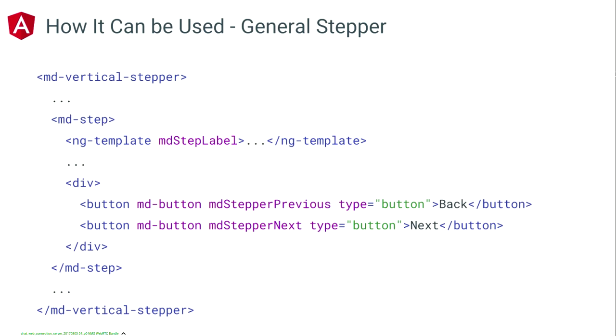There are two different stepper button directives. The first one is the MD stepper previous, which uses the previous method of the CDK stepper, and the MD stepper next uses the next method, so the users wouldn't need to deal with the logics themselves. They would simply need to use these button directives to place the buttons inside the steps.